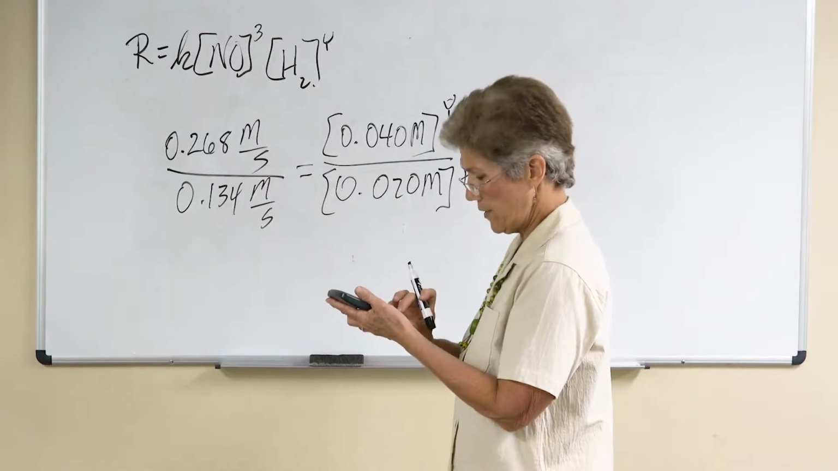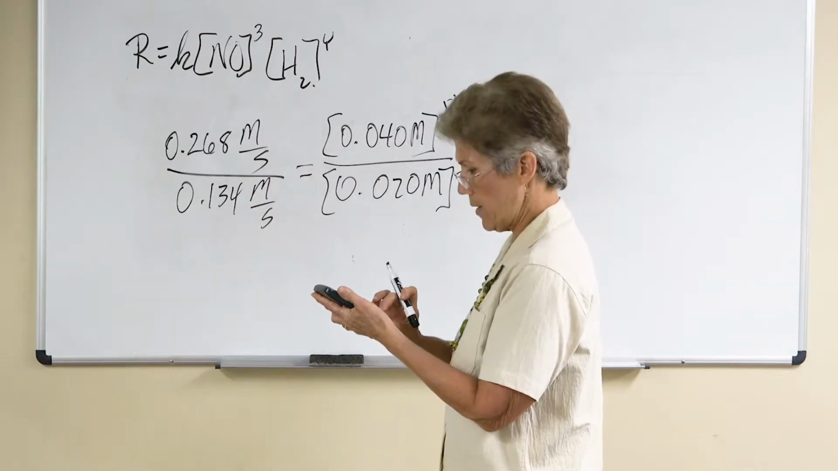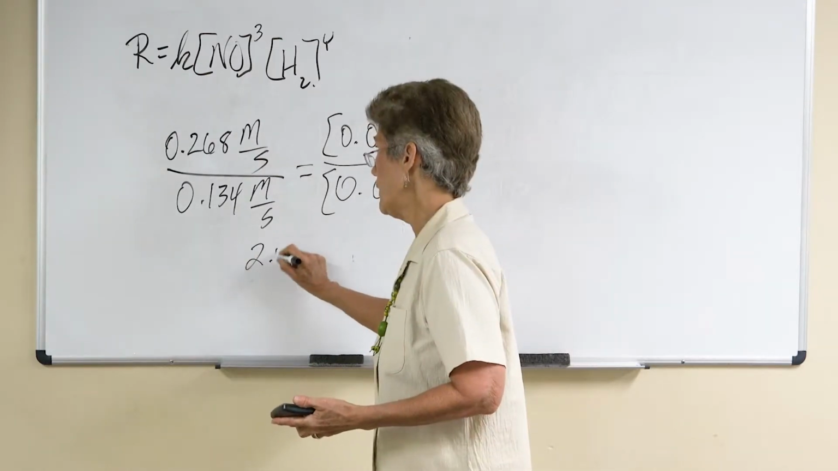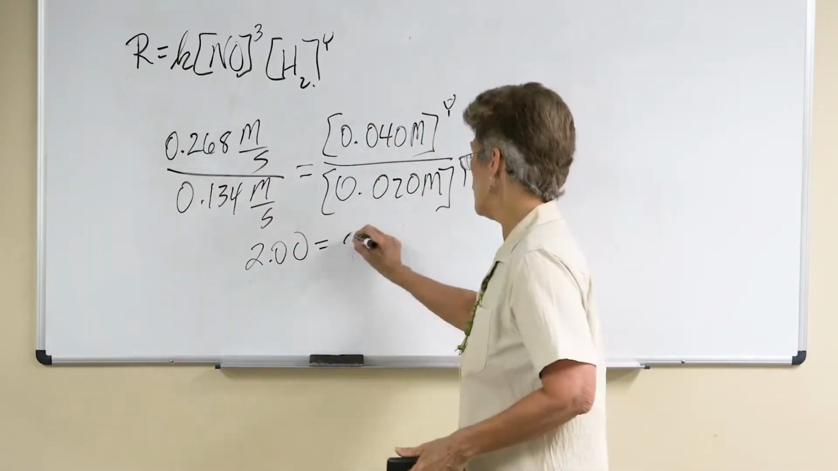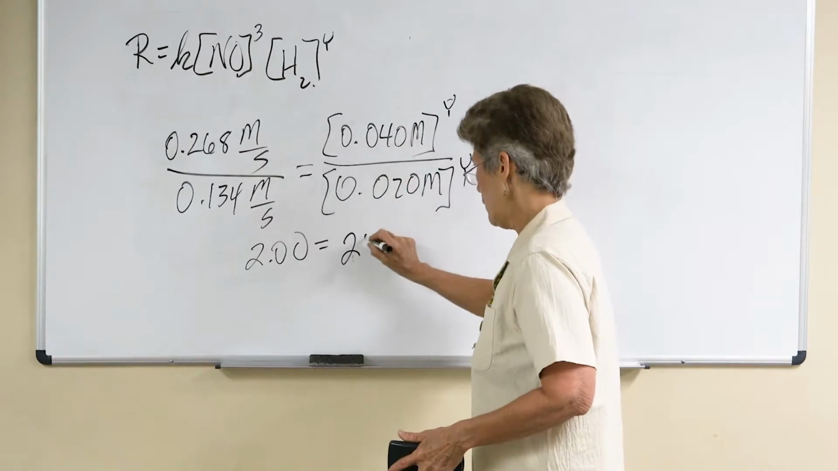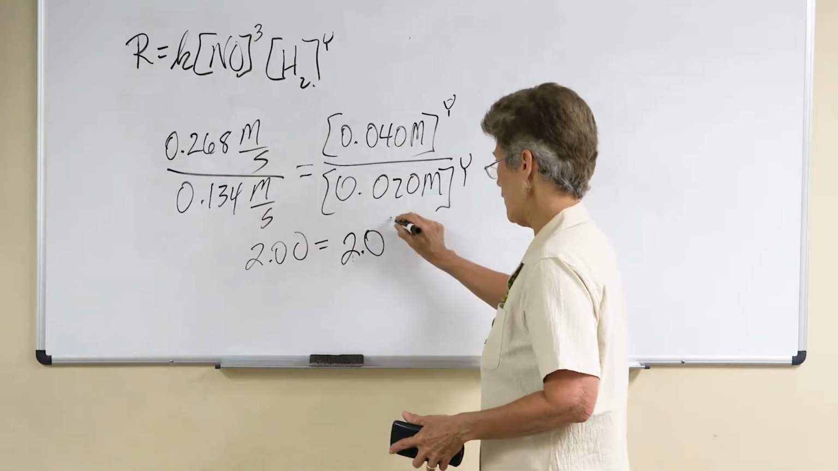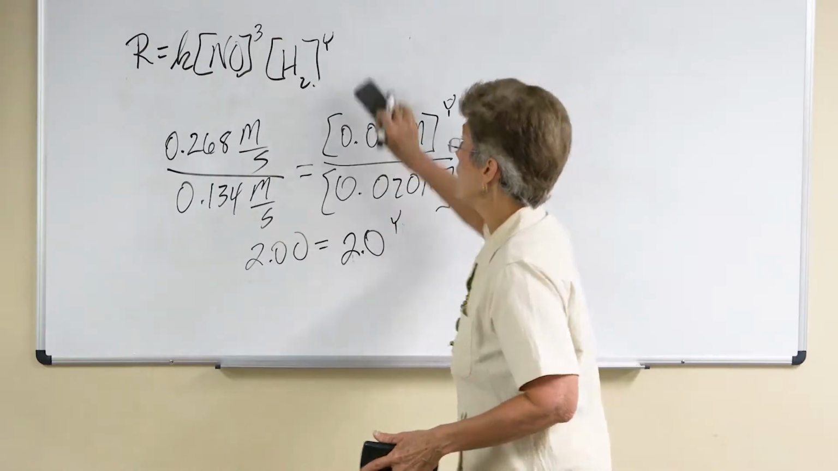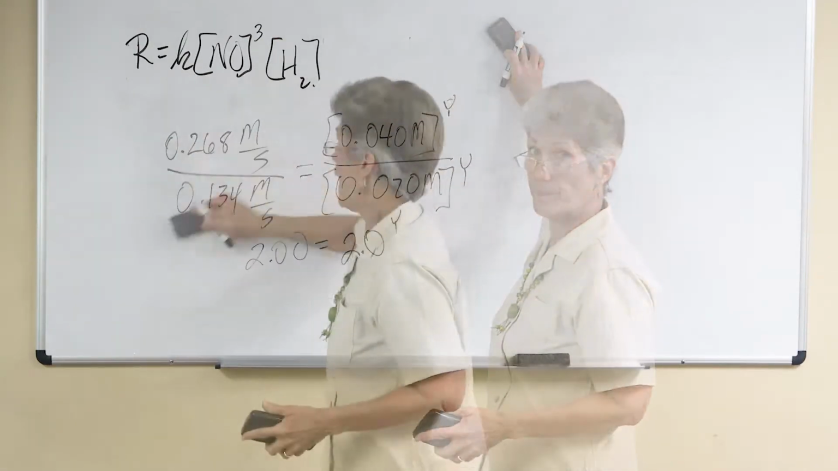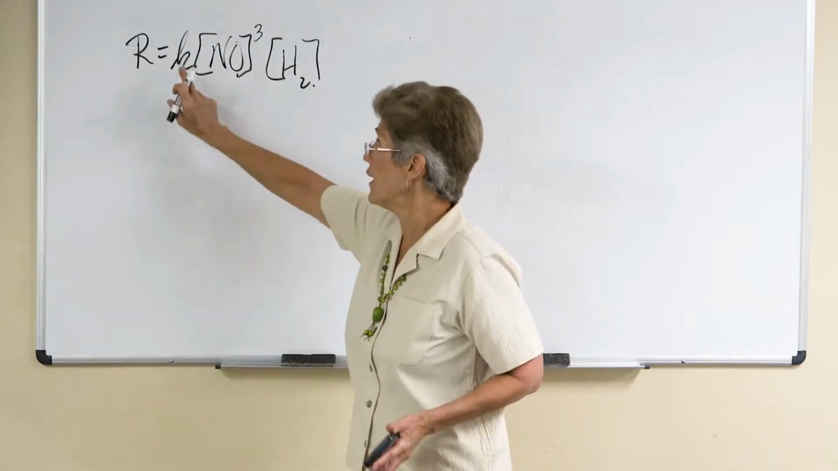I have a strong feeling this is going to be 2 equals 2 to the y, but let's look. This is 2.00 because we have 3 significant figures, equals 2.0 because it has 2 significant figures, to the y. What makes this true is that y has to equal 1. So I'm going to make that a 1. Now we've got the orders. Now we have to find the rate constant.